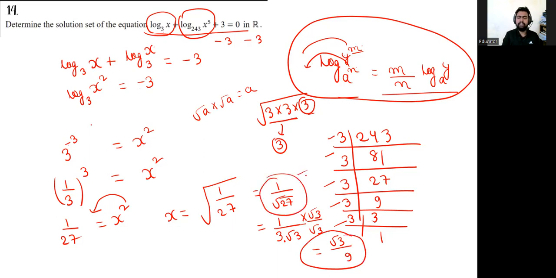And this can be your final answer. Otherwise, if you write this answer also, this is also not incorrect. This is also correct. Or otherwise, you can rationalize from here itself. If you have 1 upon root 27, multiply by root 27, here also by root 27, right? So the same thing is going to come. So this would be your answer.